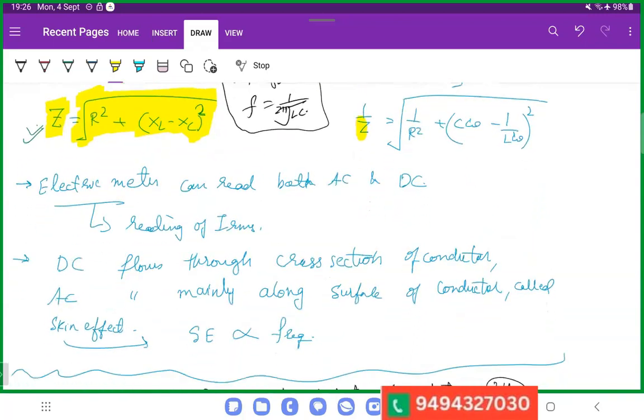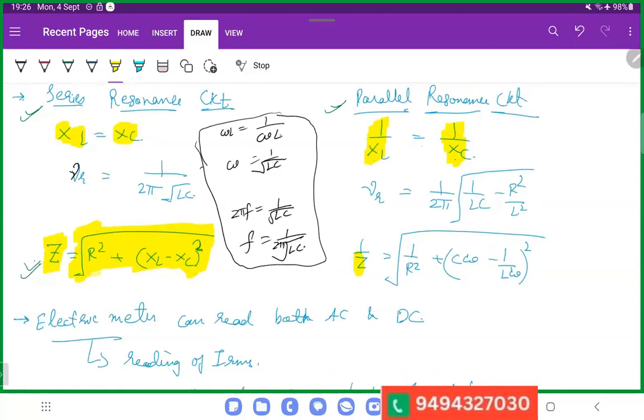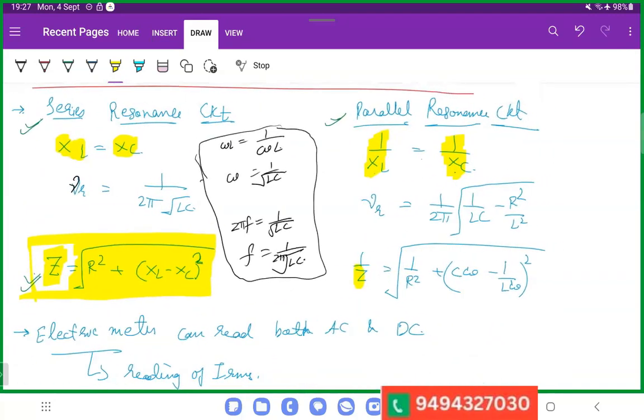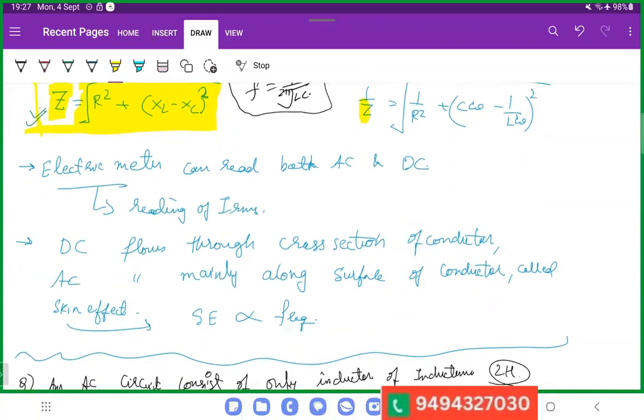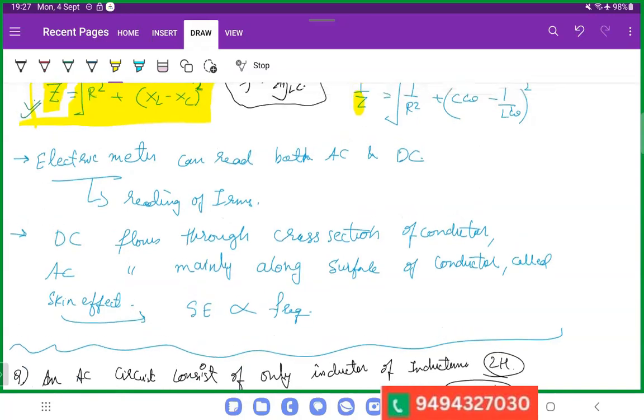Okay, let's go next. Generally, we will use this equation only. This will be used as the equation because in the exam you will mostly get a series resonance circuit. Parallel, they won't ask. I've seen this parallel question very few times.